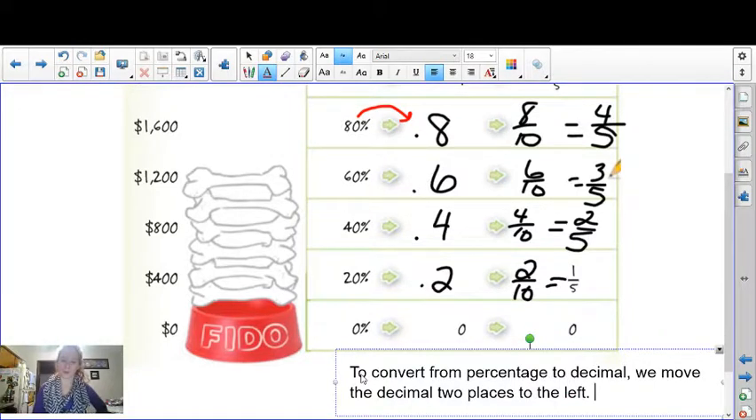So in order to convert from the percentage to decimal, if you haven't noticed, we just move the decimal 2 places to the left.